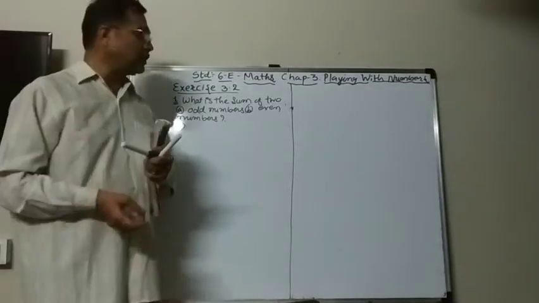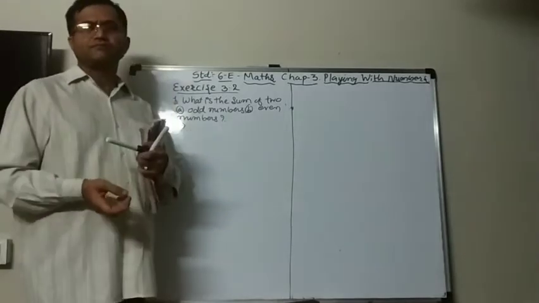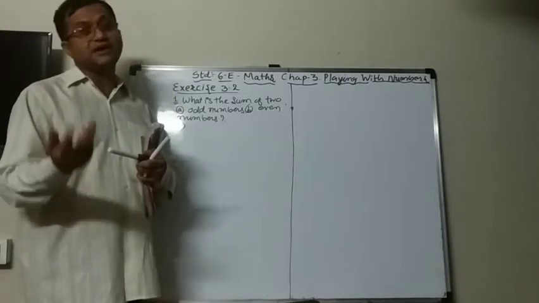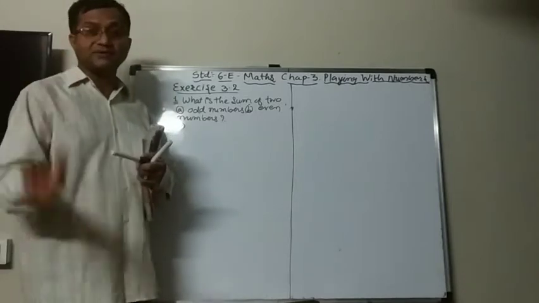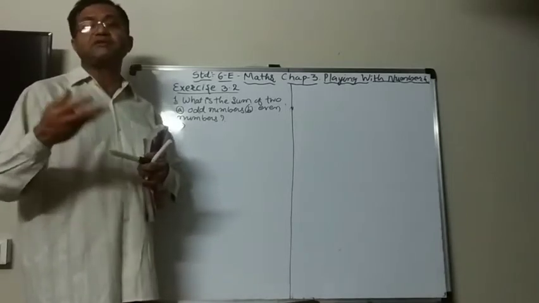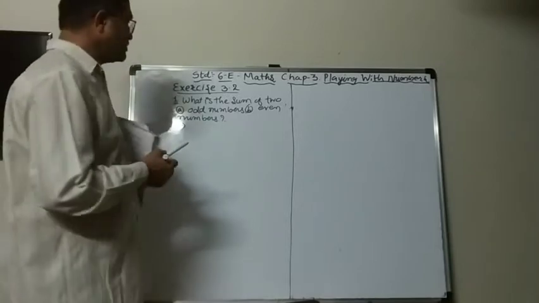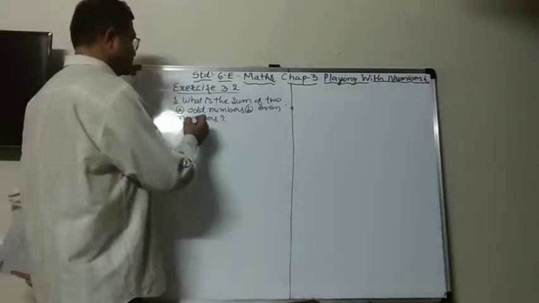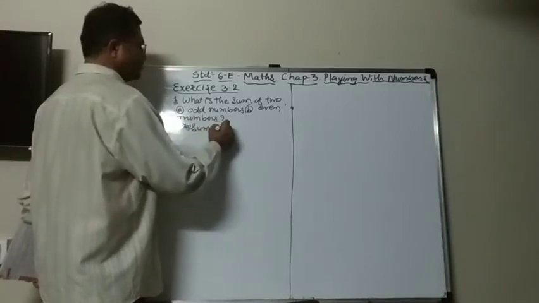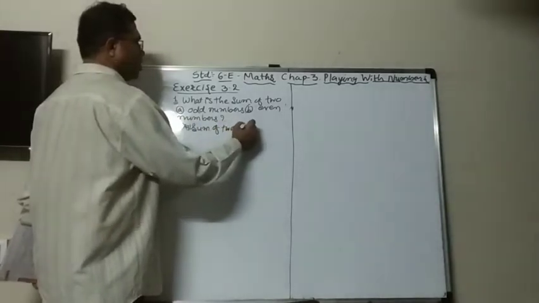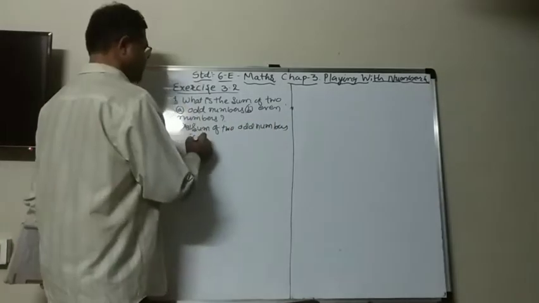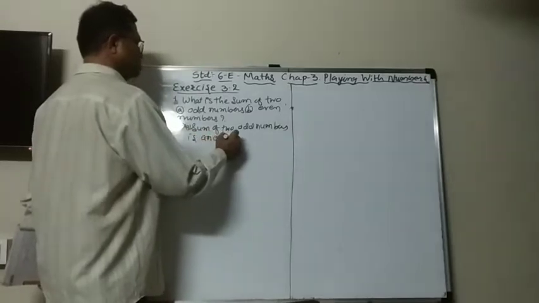Think any two odd numbers and add them, like 3 and 7. 3 plus 7 is 10. 10 is an even number. Take another example. 7 and 9. 9 plus 7 is 16. Also an even number. It means that in answer A, we can write down: sum of two odd numbers is an even number.